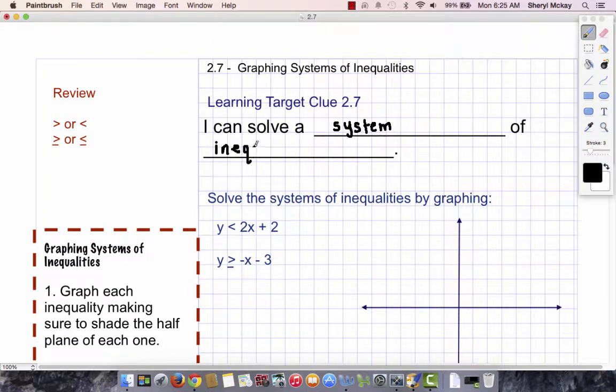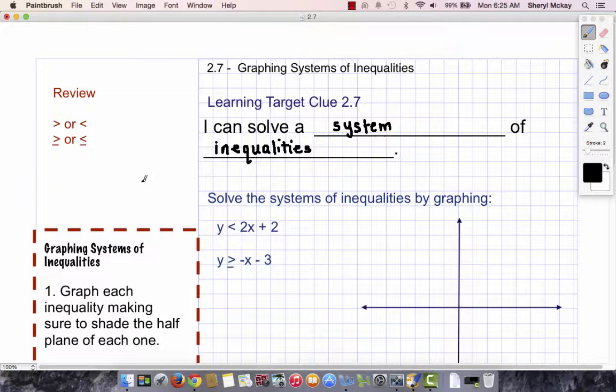Now, we've learned several things. We've learned how to graph systems of equations, and we've learned how to graph inequalities. But this is the last thing, graphing a system of inequalities. So let's just do a really quick review. Let's start by just reviewing what a system is. Remember, a system is two or more equations, and now a system of inequalities is two or more inequalities.